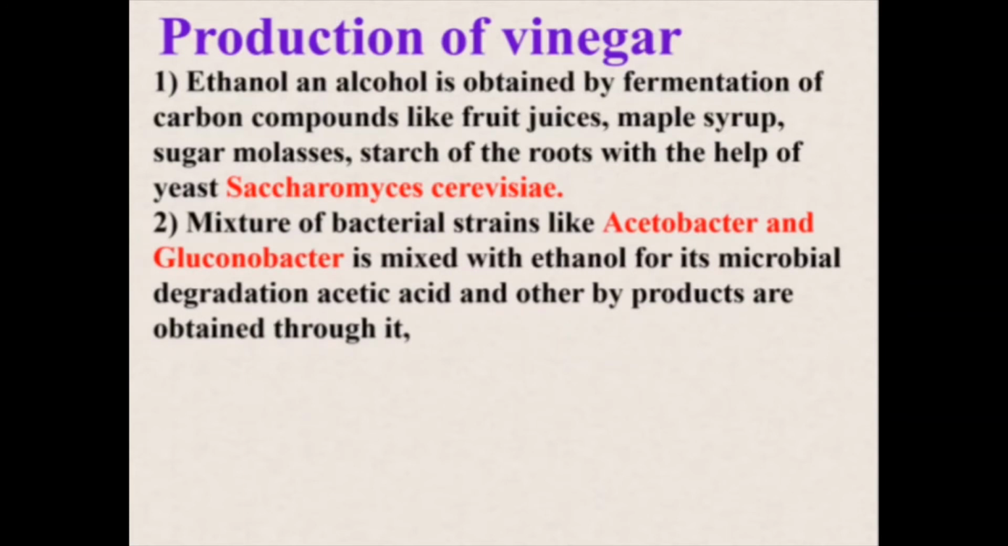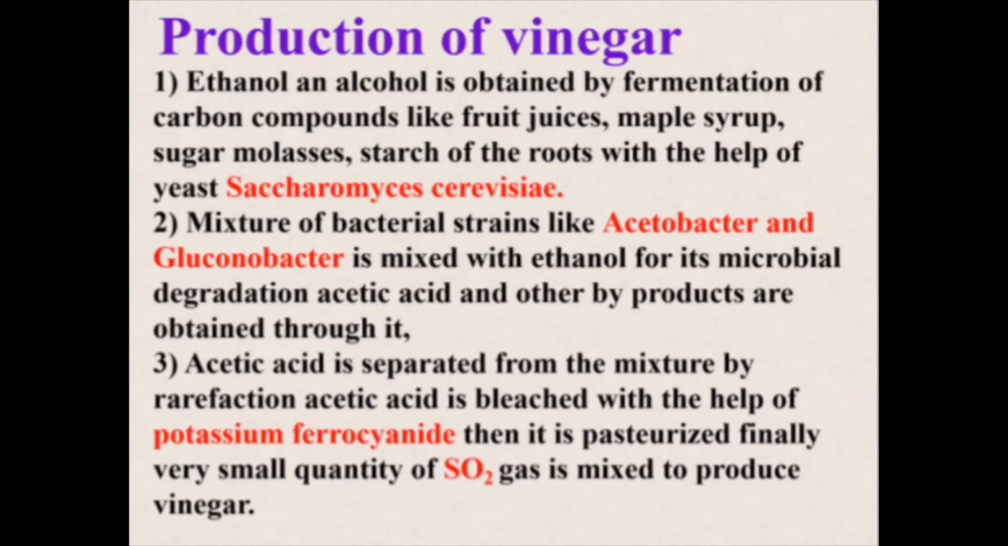A mixture of bacterial strains like Acetobacter and Gluconobacter is mixed with ethanol for its microbial degradation. Acetic acid and other byproducts are obtained through it. Acetic acid is separated from the mixture by rarefaction. Acetic acid is bleached with the help of potassium ferrocyanide. Then it is finally pasteurized. A very small quantity of sulfur dioxide gas is mixed to produce vinegar.